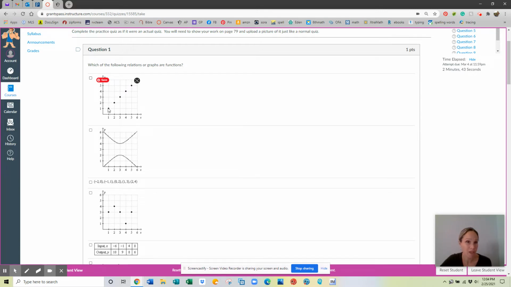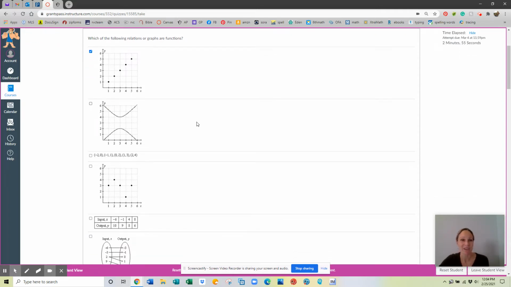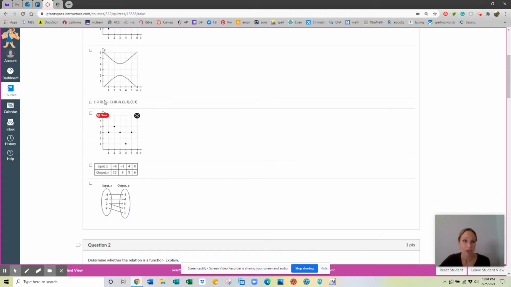If I plug in 1, I know I'm going to get out 1. If I plug in 2, I know I'm going to get out 2. There's no other possibilities for each of those inputs. So yes, that one is a function. The second little graph here is not a function because I can draw lots of vertical lines that would pass through 2 different points. So not a function. This next little one, all we have to do is check the inputs.